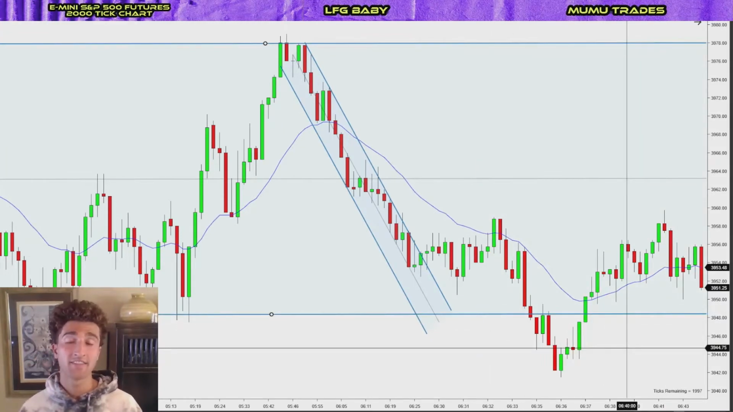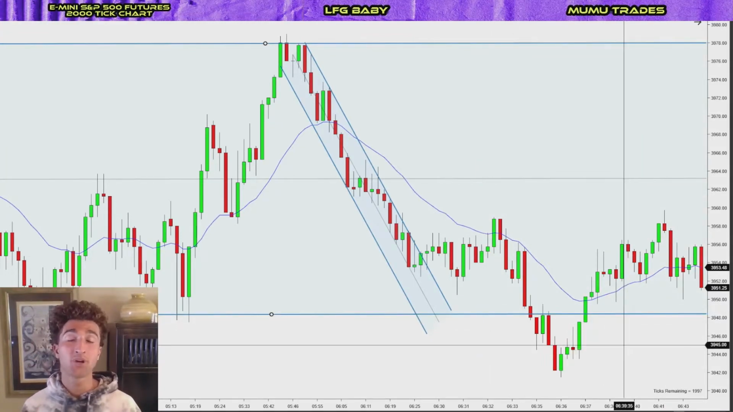The reason these price action rules work is that every smart trader out there is following the same exact rules for trend lines.